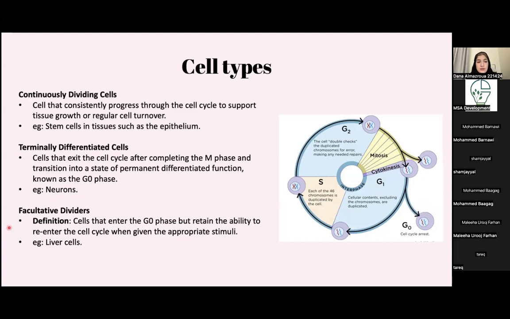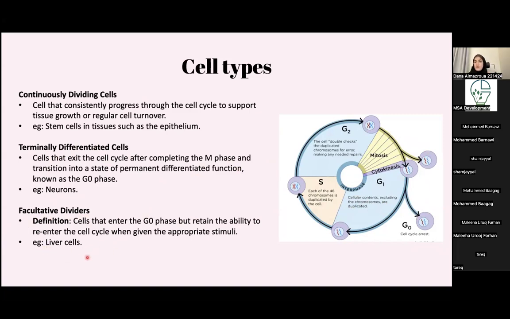And then we have another type of cells that are called facultative dividers. These cells initially would go and rest in G0, just like the terminally differentiated cells. However, under specific stimuli, they can go out of the G0 and go back to the cell cycle. An example for that would be the liver cells.